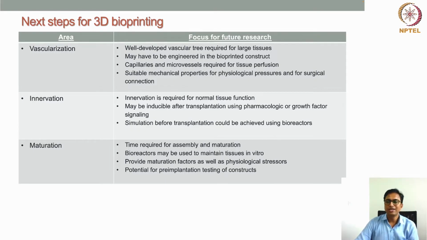Unless we can address the supply of nutrients and oxygen to each and every cell present in the bioprinted construct, the construct cannot be sustained and cannot mature, and ultimately the cells will die. That's why we need to engineer the bioprinted construct in a way that we can create the whole structure. Capillaries and microvessels are required for tissue perfusion, so that the cells can survive. So we need to have capillaries, microvessels and all these different things in the different tissue structures.